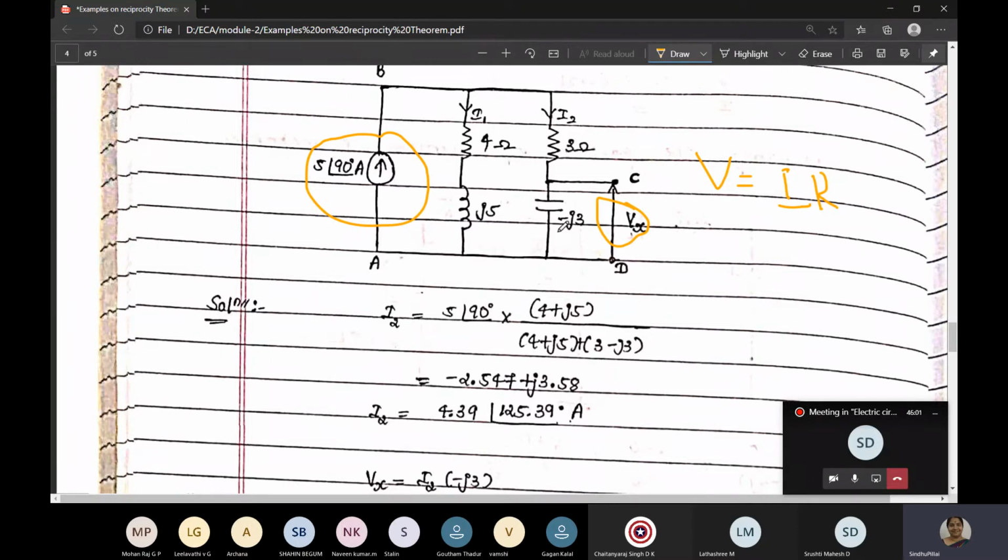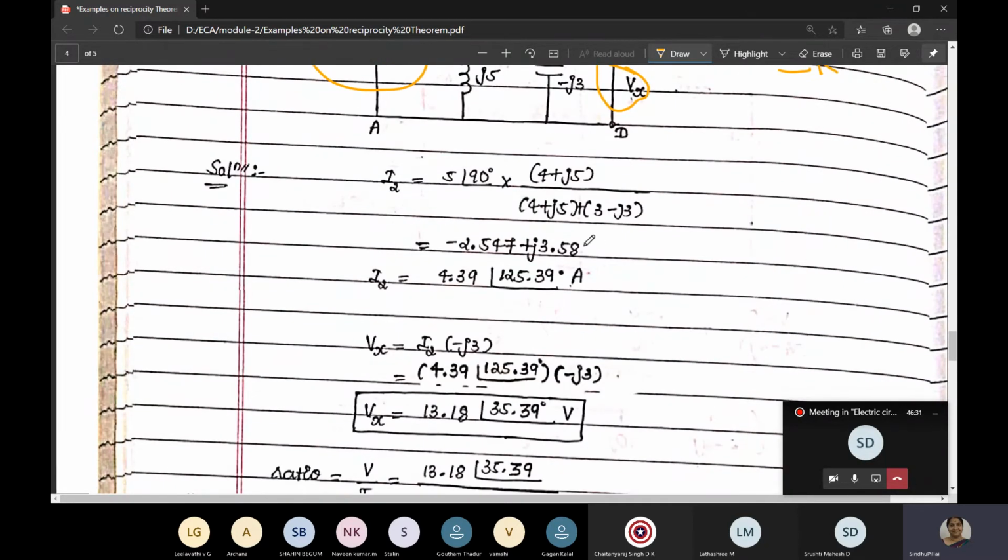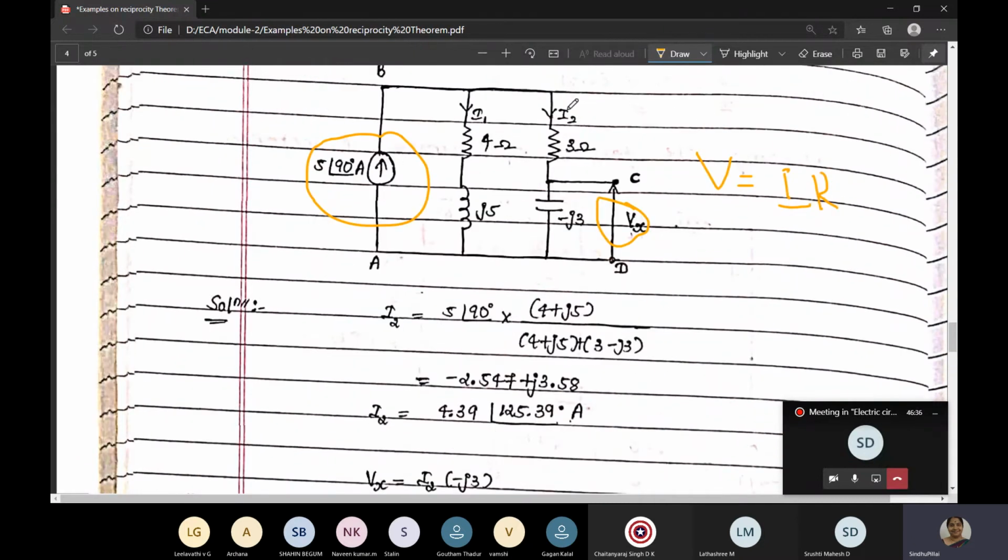I want the current in this branch, which I have written as I2. Opposite to that branch is 4 plus j5. So this is the opposite. So the main current into the resistance of the opposite branch, 4 plus j5, divided by the sum of resistances. You have to add everything, that is 4 plus j5 plus 3 minus j3. Solve it, put it in the calculator, and you will get the rectangular term, and the polar form is written. So we have found out the current here.